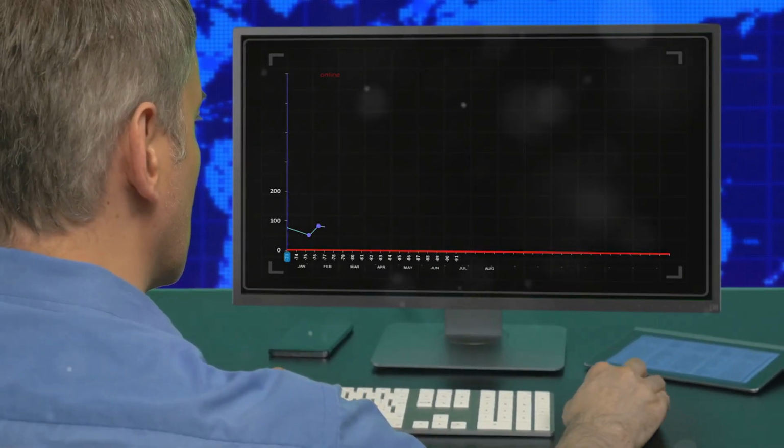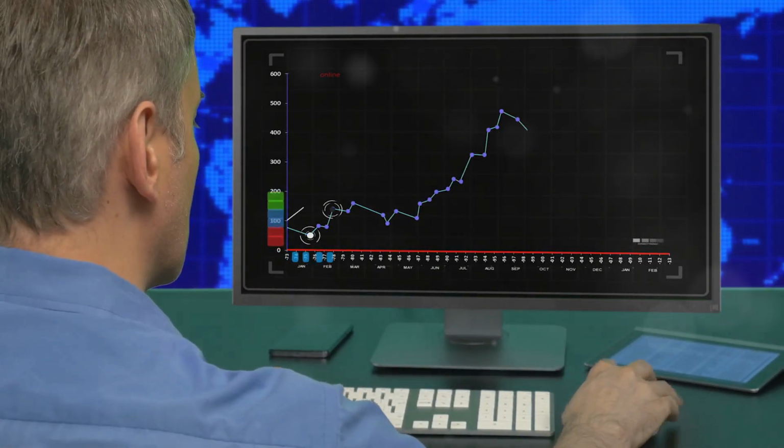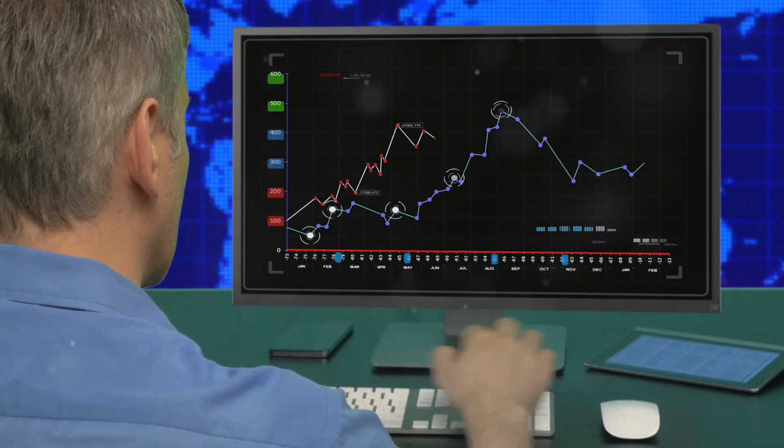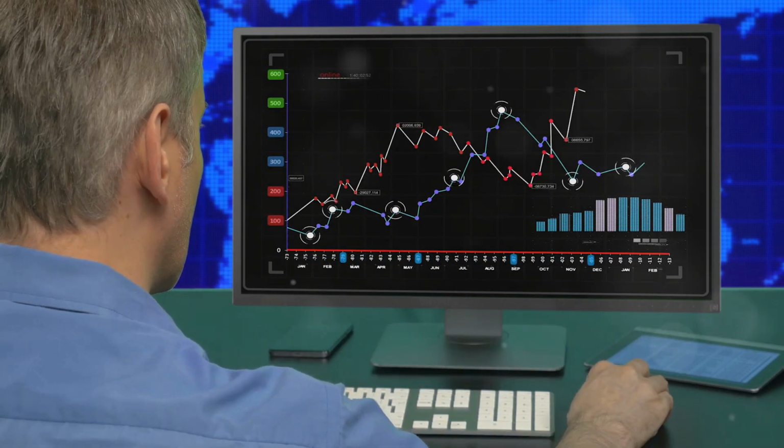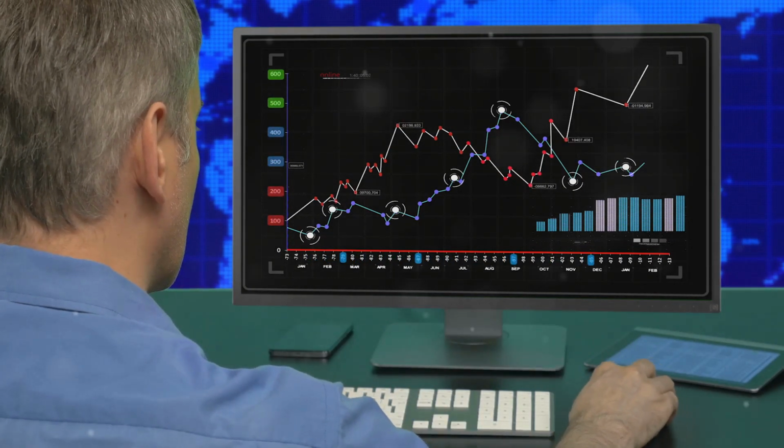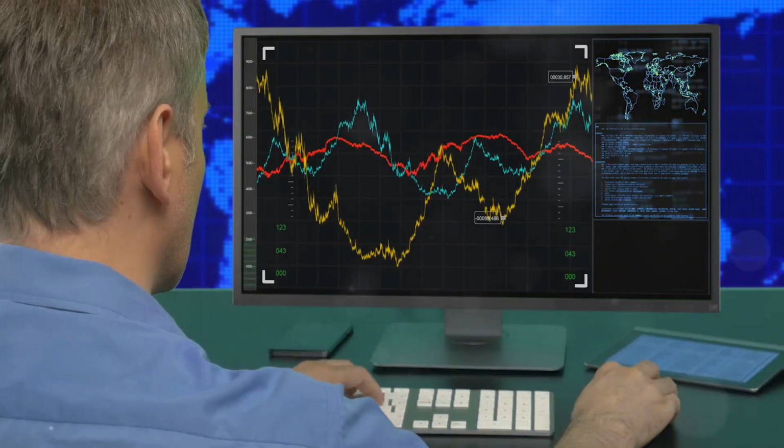Moving Average Convergence Divergence, or MACD. It shows the relationship between two moving averages of a stock's price. Bullish when MACD crosses above the signal line, bearish when it crosses below.